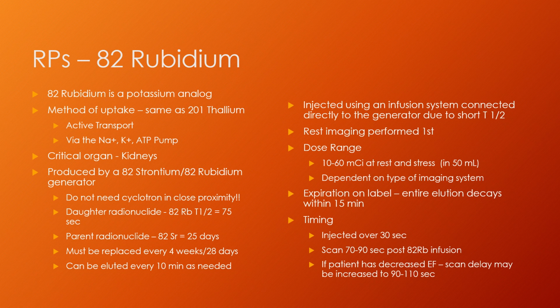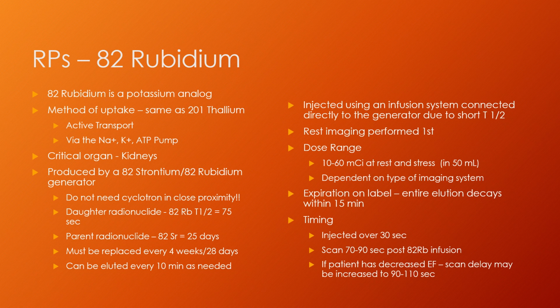This is due to the short half-life of the rubidium-82. So the patient is connected to the generator. You do quality control in the morning to make sure there's not too much strontium breaking through. And then from then on out, the rest of the day, it's attached directly to the patient with every infusion.